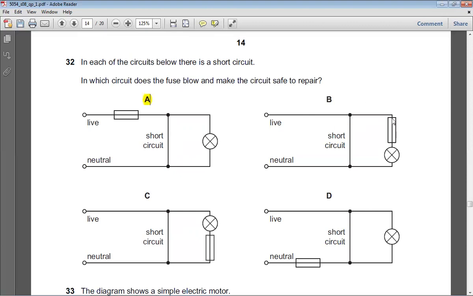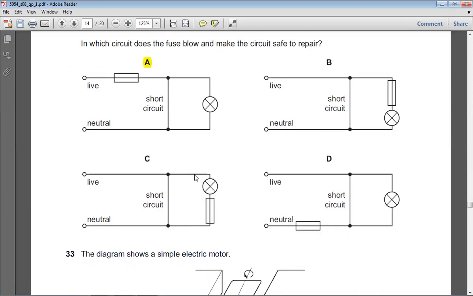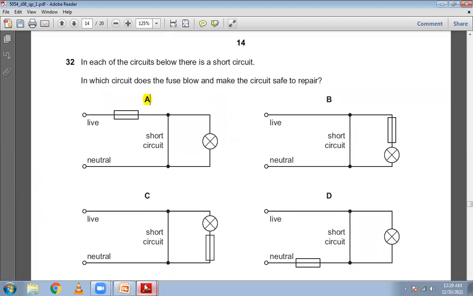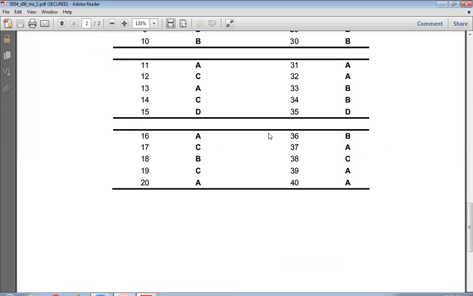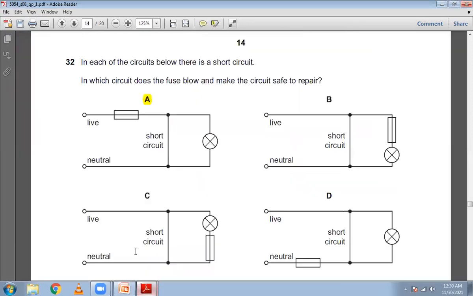And this is not the right answer because the fuse is after the short circuit. So this fuse will not be able to do any good. Here you have a short circuit and you have put the fuse in the neutral wire, which is wrong. The fuse cannot be in the neutral wire. So I think A is the choice. Question number 32, A is the right option, sir.